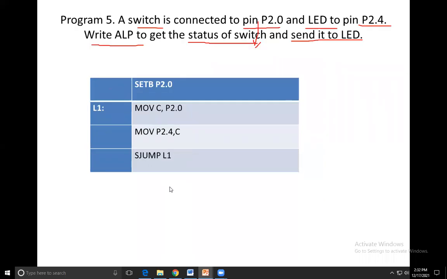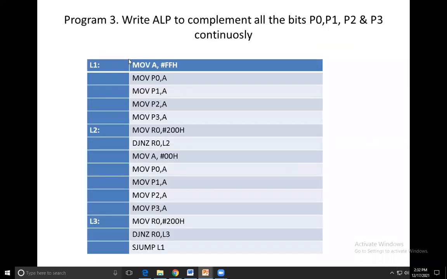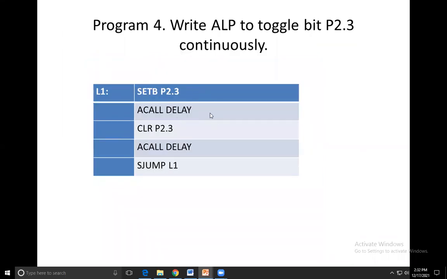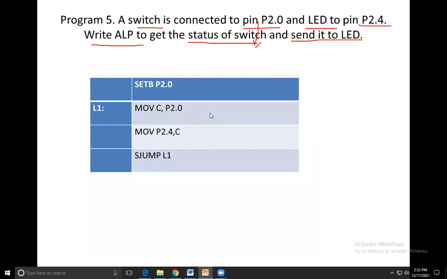I'm directly using the C. What is the meaning of C? Here we use the port directly, but here we have to use the C because we have to take only one bit. P2.0 means you have to take only one bit. Here we are not using the whole bits of the port. You have to take only the port 2.0 bit to the C.